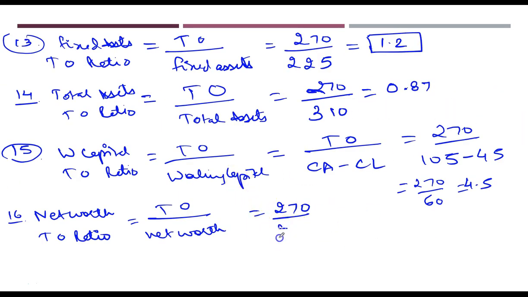So 270 divided by 235, which comes to 1.15 times. Okay. So your net worth to turnover ratio comes to 1.15 times.